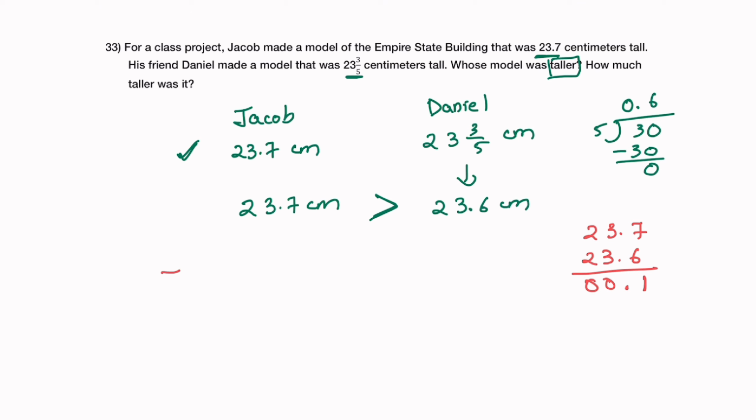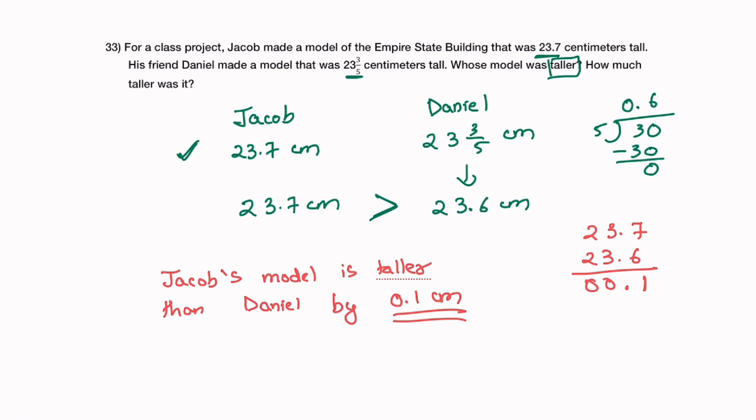So Jacob's is taller, right? Jacob's model is taller than whom? Then Danielle. By how much? By 0.1 centimeter. Only 0.1 centimeter. Okay? And it's done. And the chapter is also done.